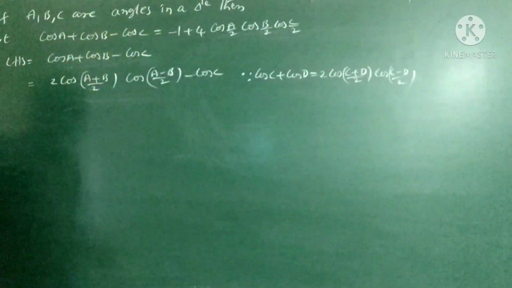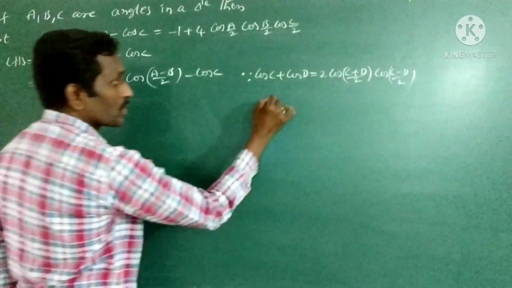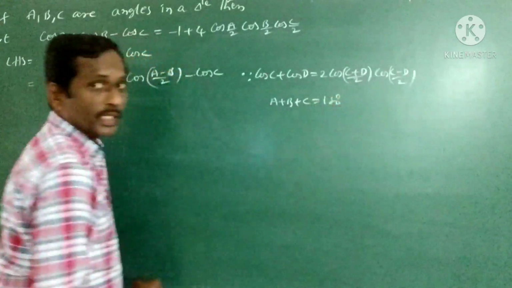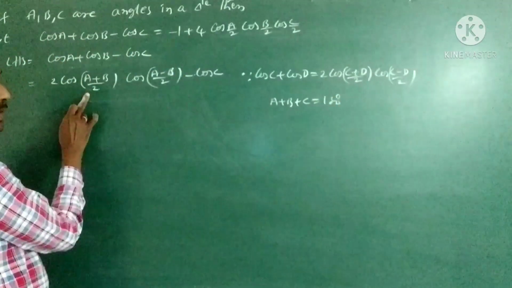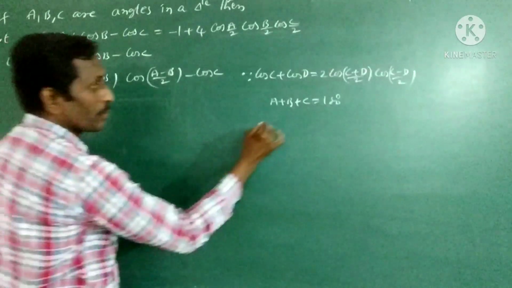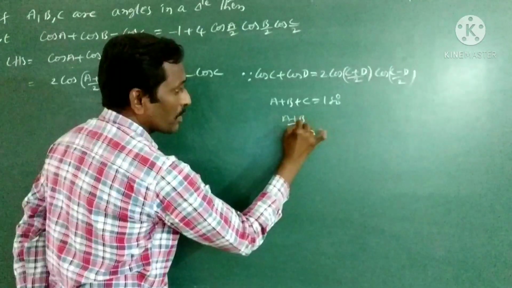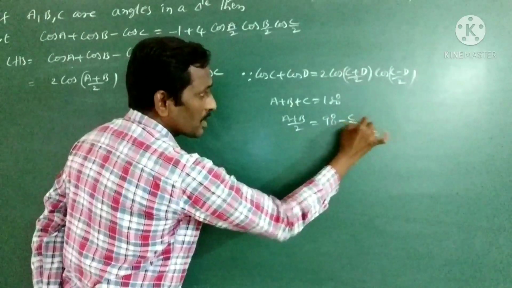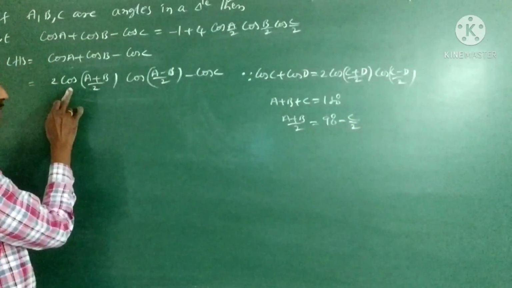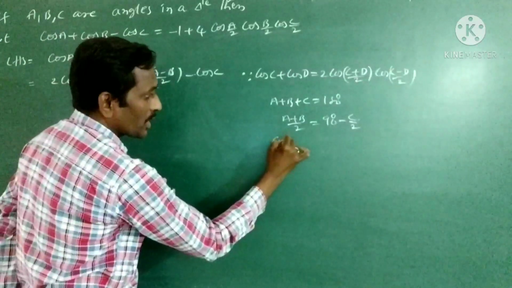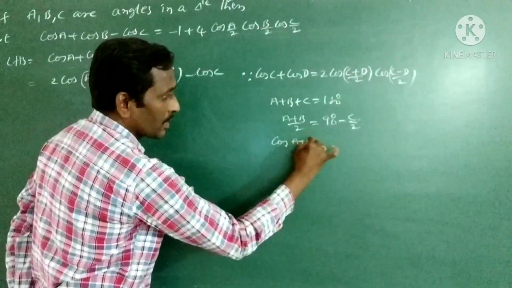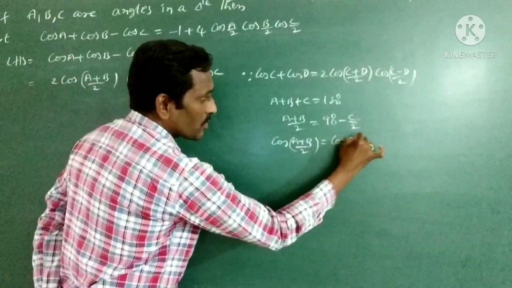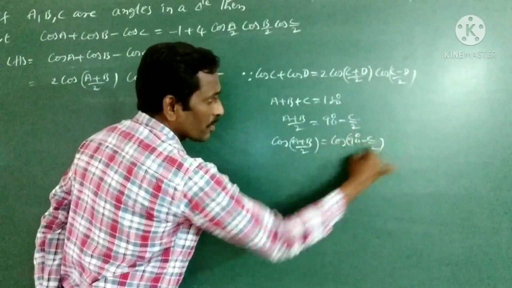Angles of a triangle is said, so you have to see that. The angles of a triangle sum to 180 only. Now here what do we require? Half of the sum. So A plus B by 2 we can write as half of 180, that is 90 minus C by 2. What function do we require? Cos function. So take cos on both sides. Cos (A plus B) by 2 equals cos of (90 minus C by 2).